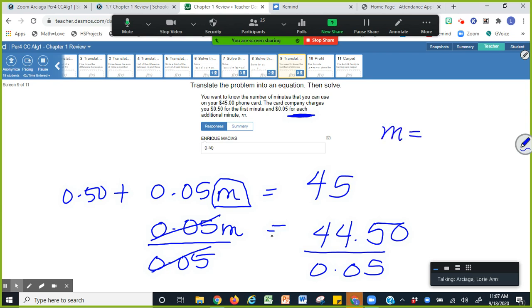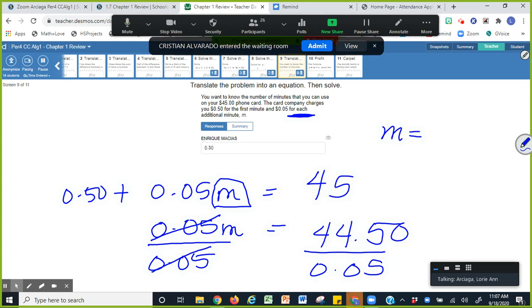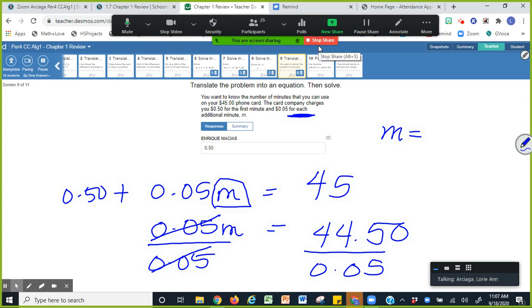So you cross these out. All right, so M is equal to, okay, I don't know what this is. Can you help me with this? So that's 44.50. You guys have a calculator? 4450 divided by 0.05. Okay. 890. 890 minutes. Am I right?